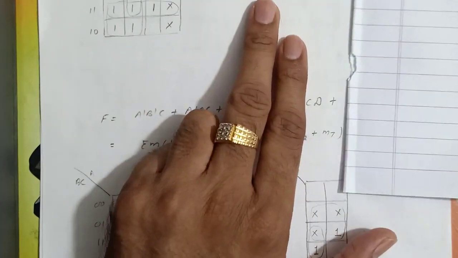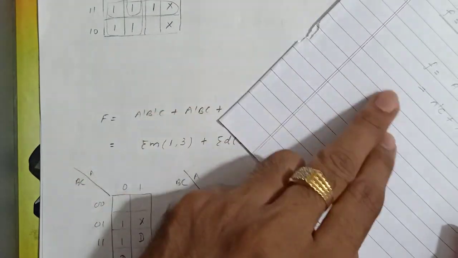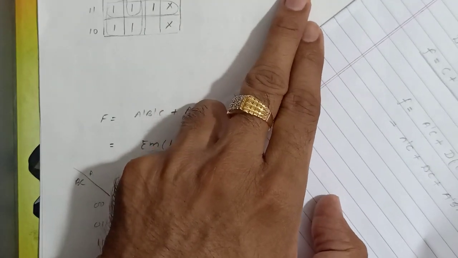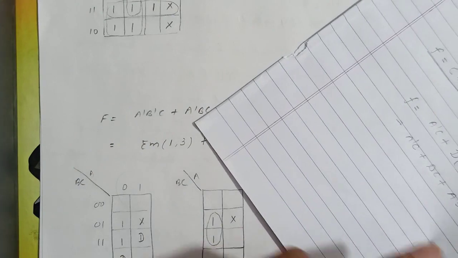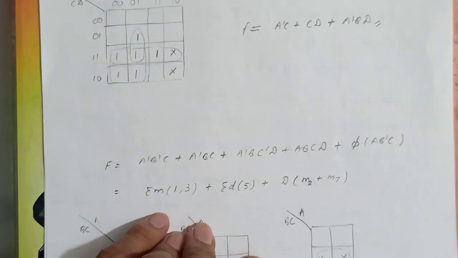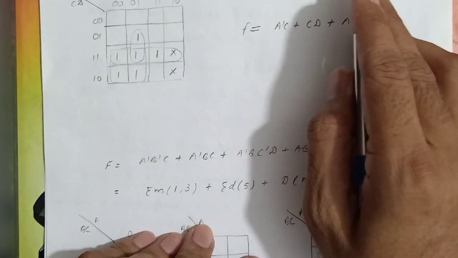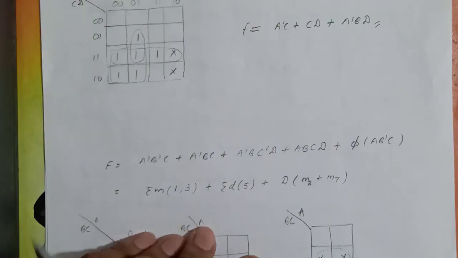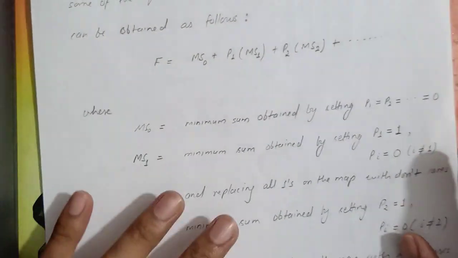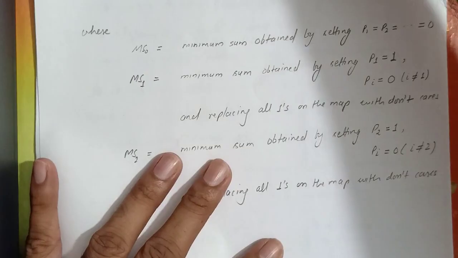So this solution a dash c is basically the same solution, a dash c plus a dash bd. So these two are the solution. In this example we have learned how to solve a 4 variable boolean function using a 3 variable k-map. Now we will try to generalize this method, and then we will solve some other functions also.